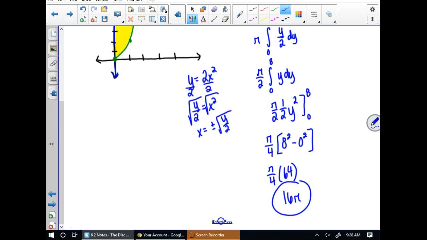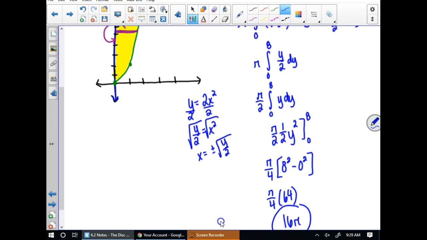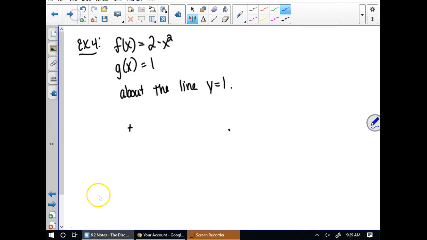Real fast. Okay, questions? Okay, let's do one more here. And this one actually is not with respect to y, but it's a little bit different. There's something different about it we have to know.